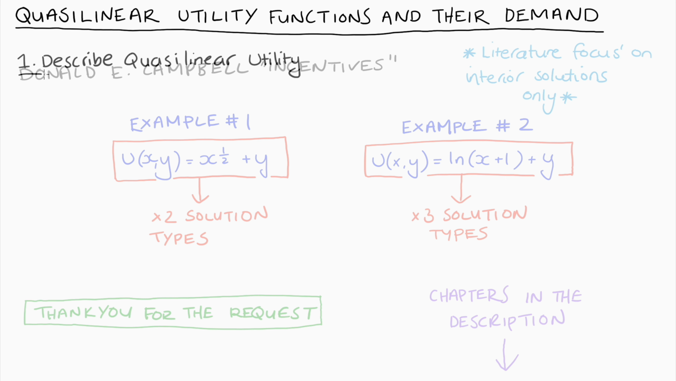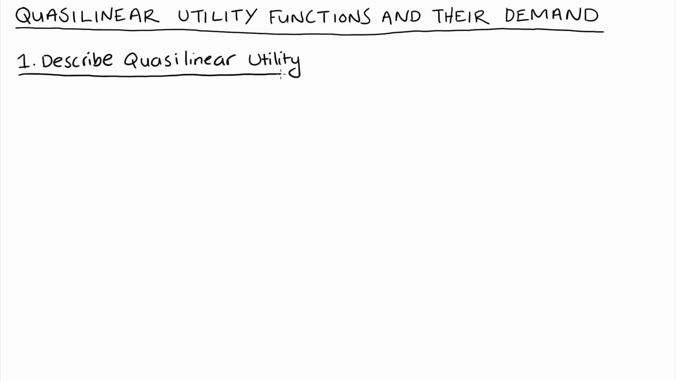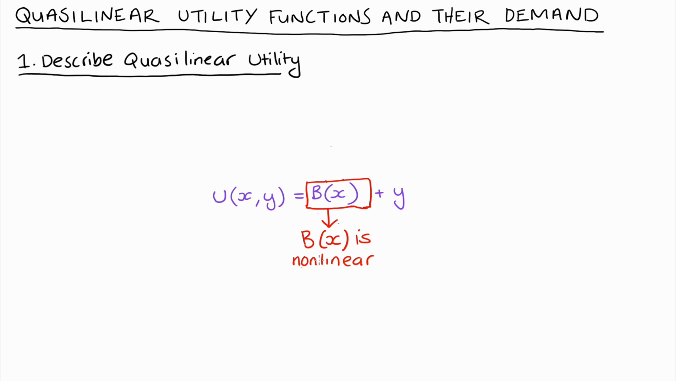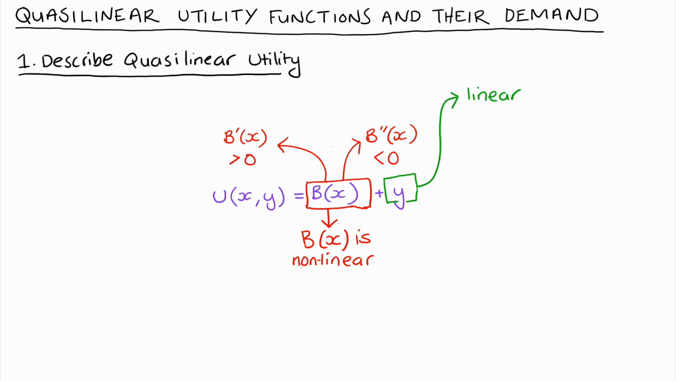All right, let's describe quasi-linear utility and discuss the main features of this type of utility function. Abstractly, our quasi-linear utility will be a function of two goods. So I'm going to use X and Y for our goods. You can conceive of three or more goods, but let's just keep it simple. One of those goods, let's say X, will enter into our utility function as B of X, where B of X is a nonlinear function. B of X will need to have a positive first derivative and a negative second derivative. In contrast, Y will enter into our utility function in a linear fashion.